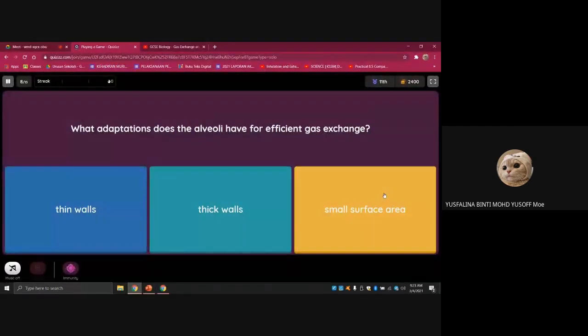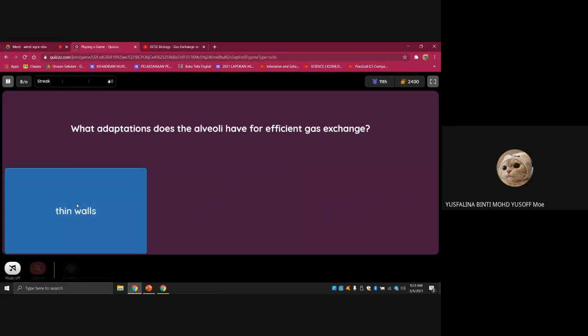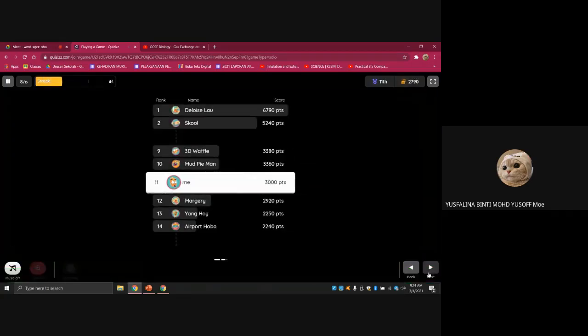Okay, for the next one, what adaptation does the alveoli have for efficient gas exchange? Okay, Tan Meijun. So which one is the answer? B, thick walls. Okay, so alveoli should have thin walls, right? Thin walls mean the gas can easily diffuse. If you have thin walls, it will diffuse more easily than with a thick wall. So it should be thin walls.